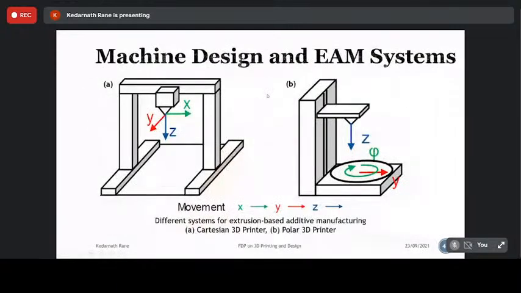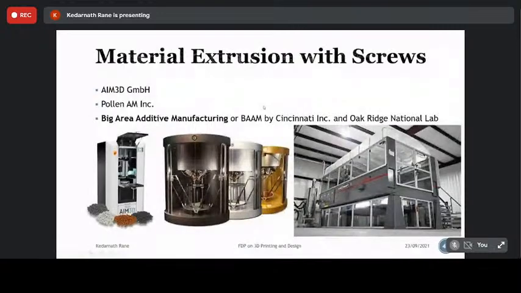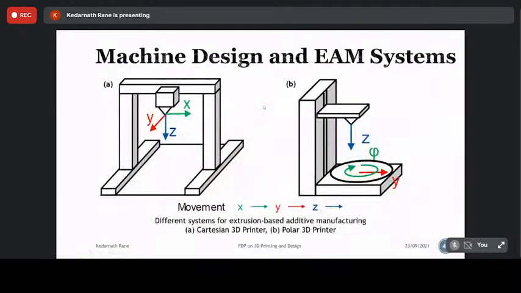When it comes to the design, we see the commercial systems, but all commercial systems utilize only 4 kinds of machine designs. One is the very common, very popular Cartesian 3D printer, where you use X, Y, and Z motions constrained through rails, and your extruder is fitted on a rail, and you can move it. It's similar to polymer extrusion, polymer 3D printing machines.